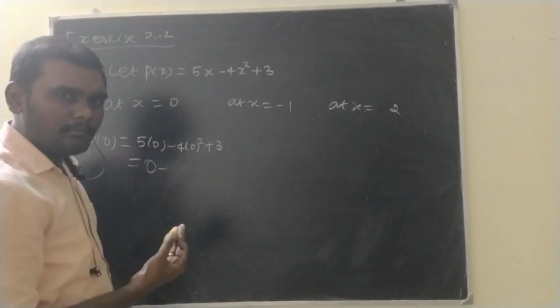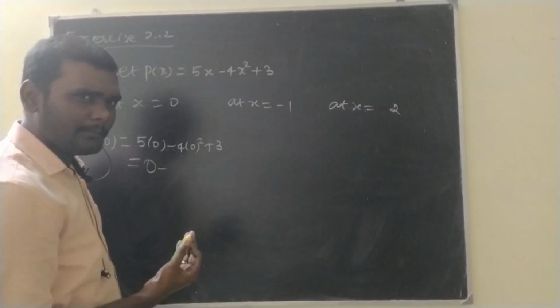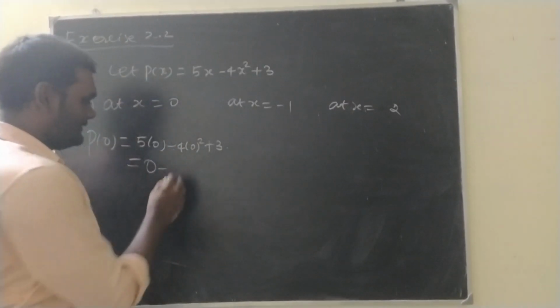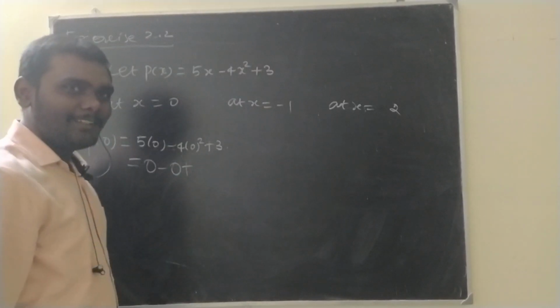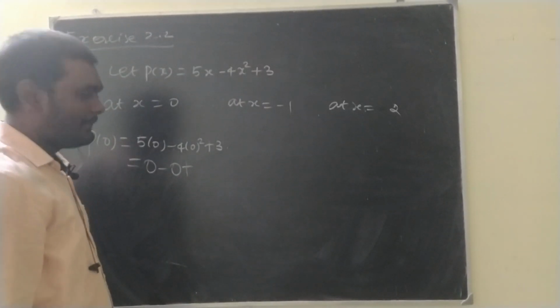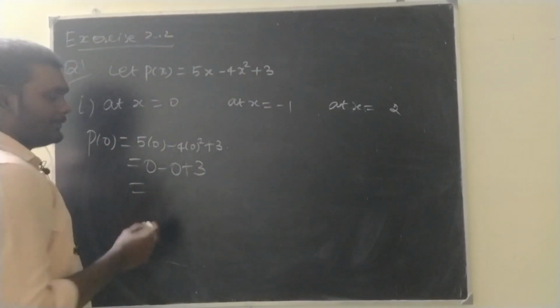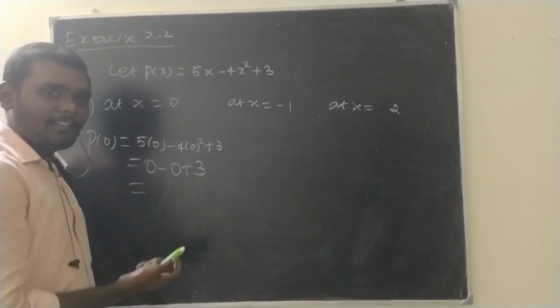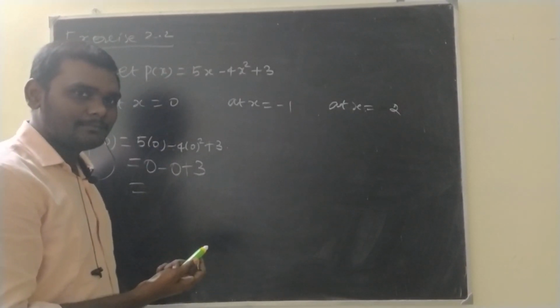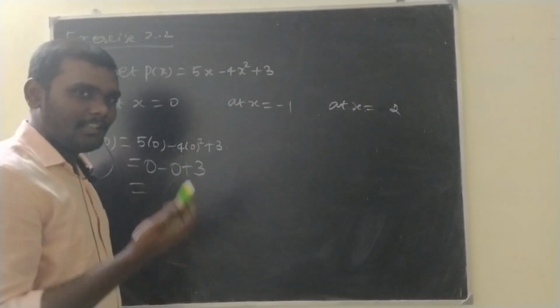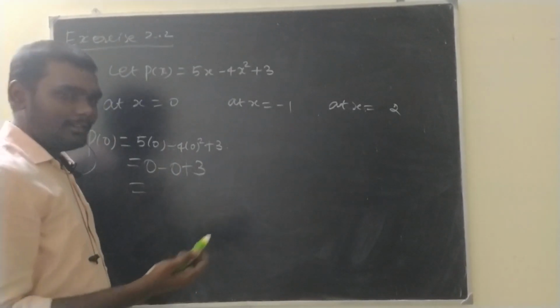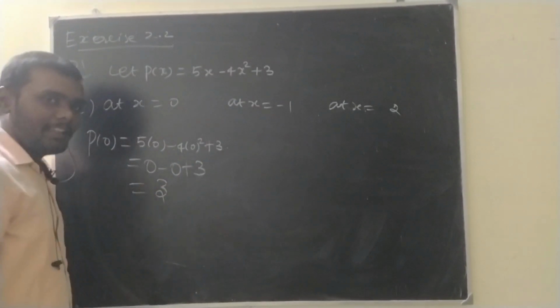Hey, 0 square is 0, man. Don't you know that? 0. Someone started thinking 0 square is 2. Now there comes the hilarious part. 0 plus 3 is 0. See, rolling your eyes and all. Don't think like that. 0 plus 3 is 3.